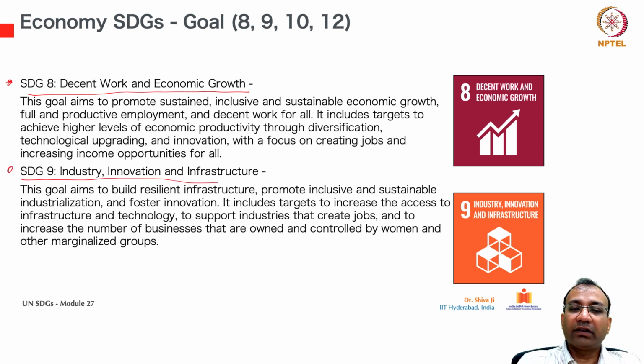SDG 9, industry, innovation and infrastructure. This goal aims to build resilient infrastructure, promote inclusive and sustainable industrialization and foster innovation. It includes targets to increase access to infrastructure and technology, to support industries that create jobs and to increase the number of businesses that are owned and controlled by women and other marginalized groups.